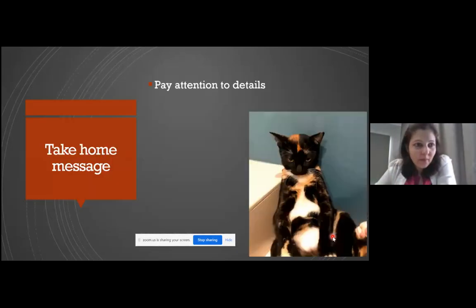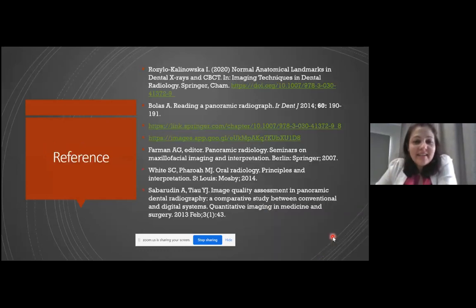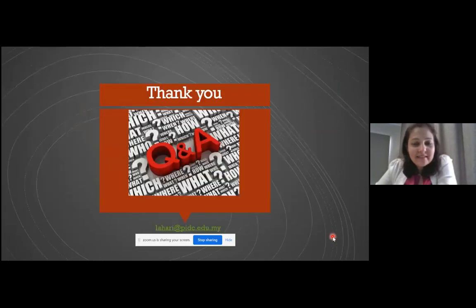Okay, so the take-home message is, if you're not sleeping like my cat, who can sit and sleep also, is to pay attention to details. And there you have it. These are my references, and thank you so much.